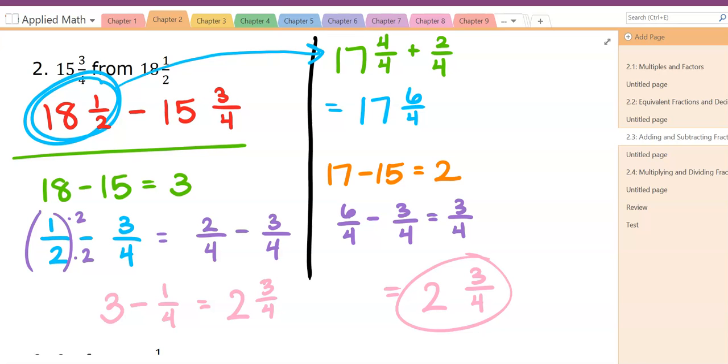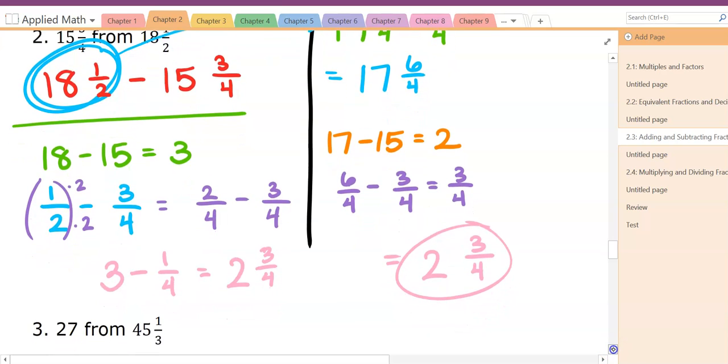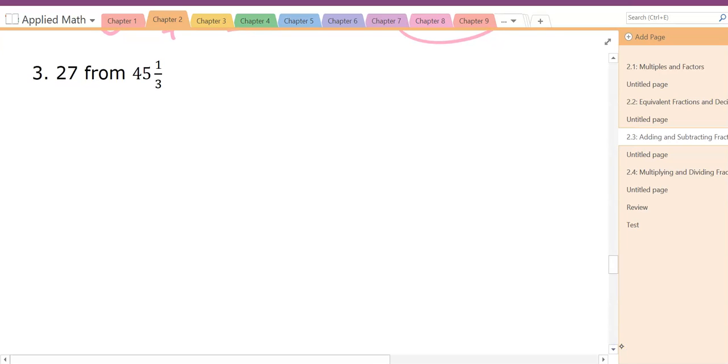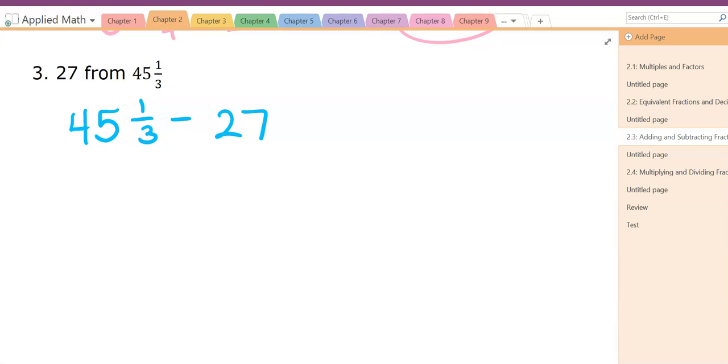Okay. Let's look at one more here. So we're taking 27 from 45 1/3. So again, we're taking 45 1/3 and we're subtracting the 27. All you have to do for this one is subtract the whole numbers. What's 45 minus 27? 18, and then you're still going to have just the 1/3. Because 27 doesn't have a fraction part, so it's like that 1/3 is subtracting nothing. So it just kind of tags along with the problem.